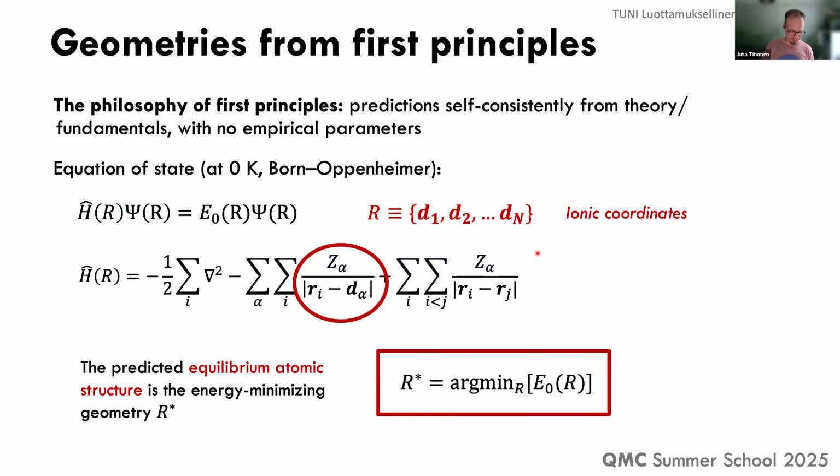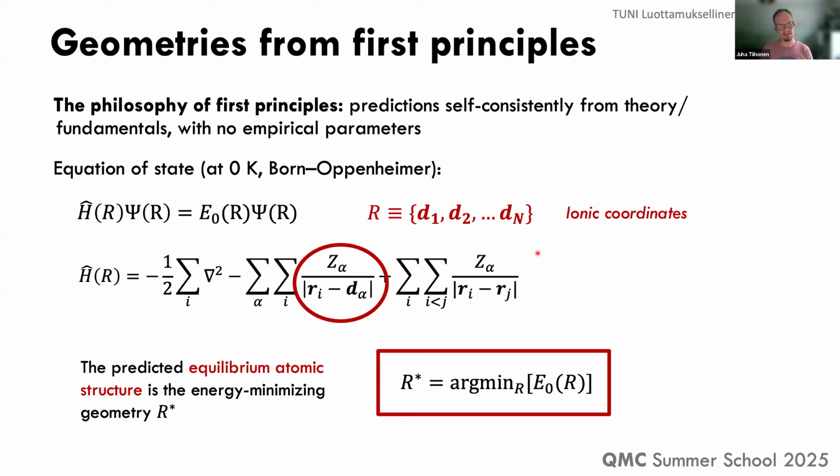So how do you predict geometries from first principles? Well, I guess the philosophy of first principles is that we're trying to get by with as few empirical parameters as possible, and do predictions from theory only. In the scope of this workshop, this means solving the Schrodinger equation, well, maybe at 0 Kelvin in the Born-Oppenheimer approximation. This is a reference to Paul's introduction slide.